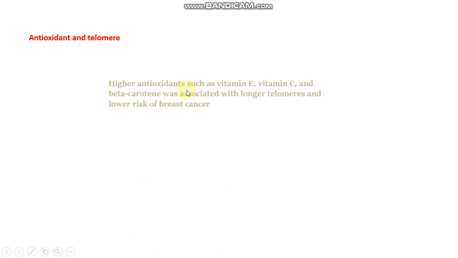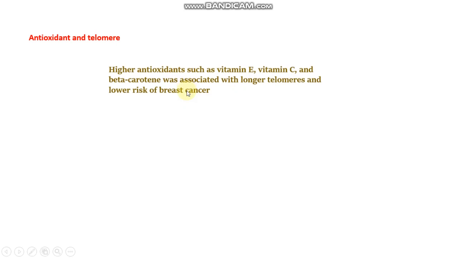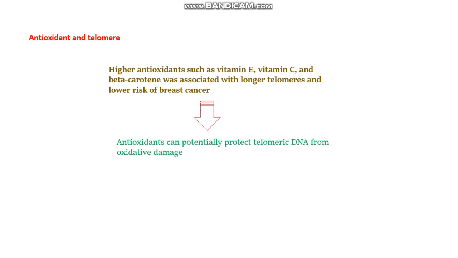There are some important functions of antioxidants on telomere sequence or telomerase activity. It has been found that vitamin E, vitamin C, and beta carotene were associated with longer telomeres and a lower risk of breast cancer. Also, antioxidants can potentially protect the telomeric DNA from oxidative damage.